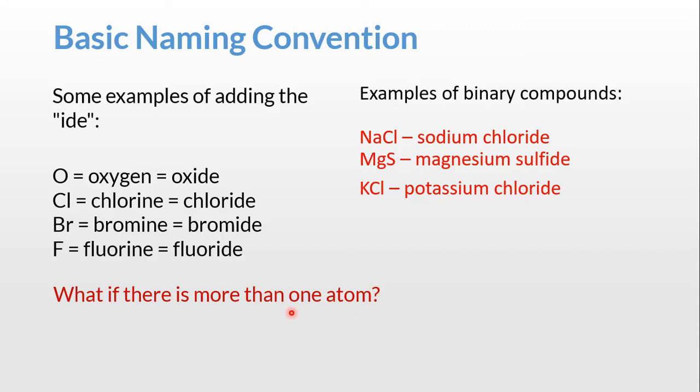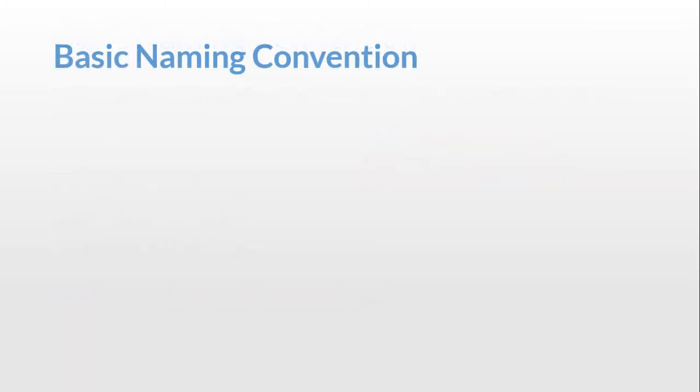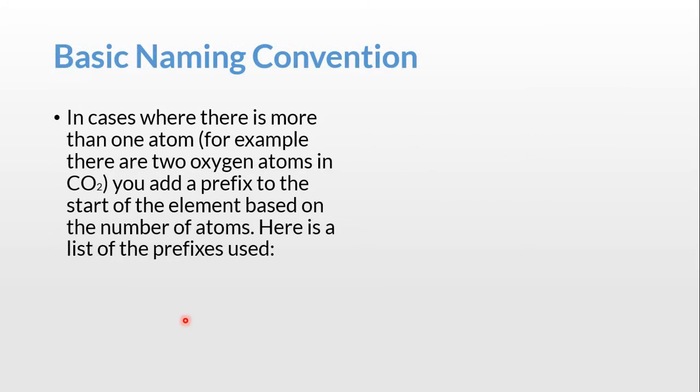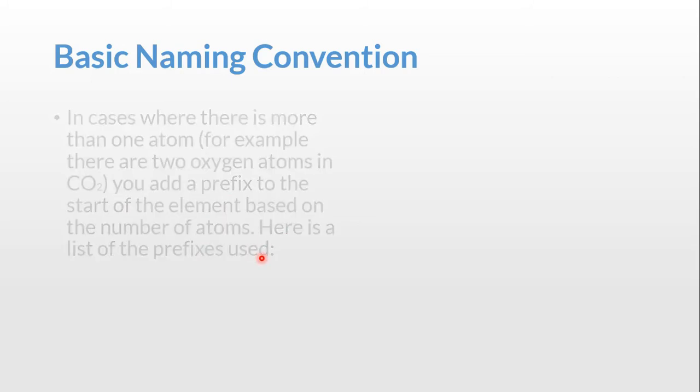So what if there is more than one atom? So we are looking at atoms of the same element. If an element has more than one atom in the compound, how do we name that? In case where there is more than one atom, for example, two oxygen atoms in CO2, you add a prefix to the start of the element based on the number of atoms. So here's a list of the prefixes we use.